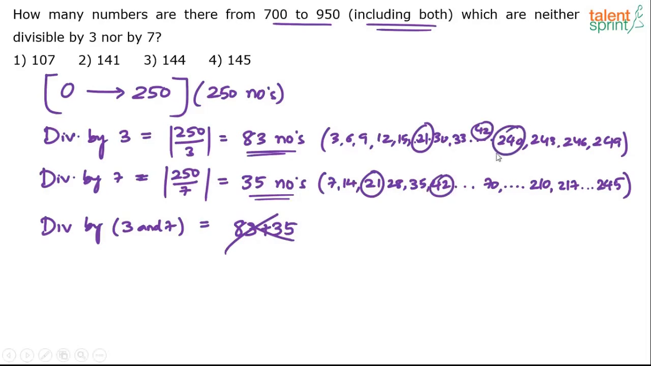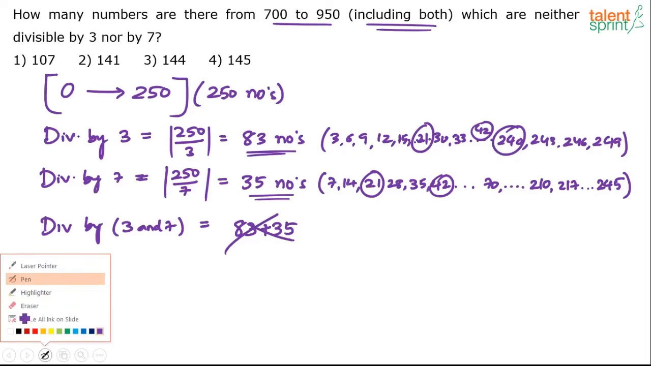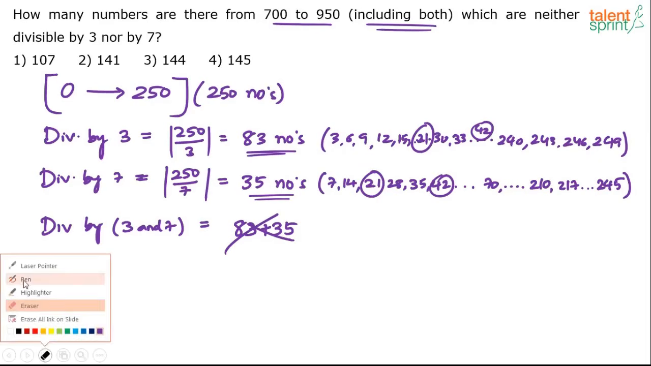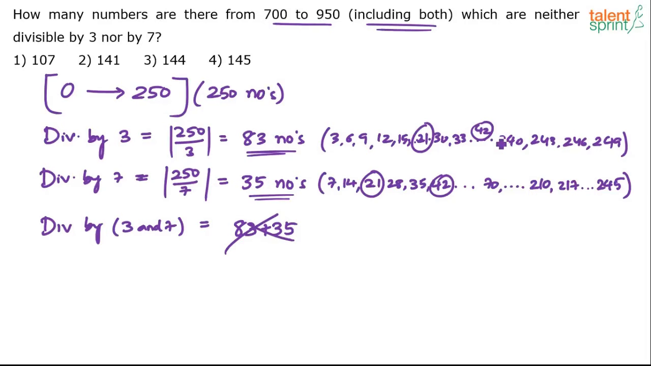240, forget about 240, sorry, 240 is not a multiple of 7. But then 210 is a multiple of 3. Yes or no? Somewhere you will find 210. 210 also is a multiple of 3. 210 is also a multiple of 7. So these are all common multiples. So those common multiples have to be subtracted. So that is the reason it cannot be taken as 83 plus 35.